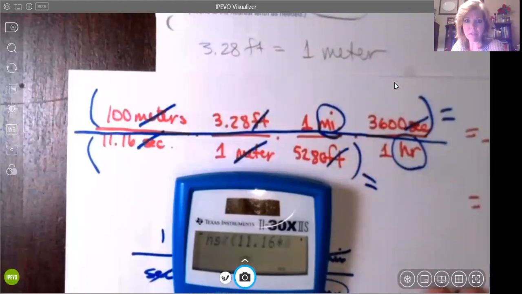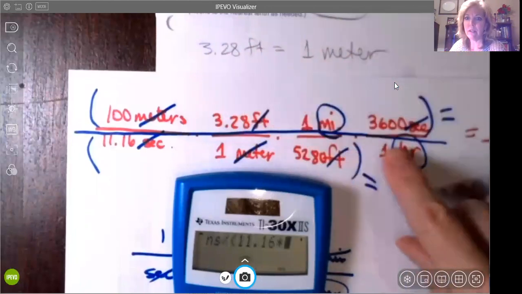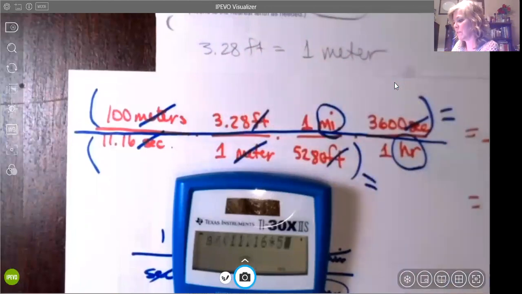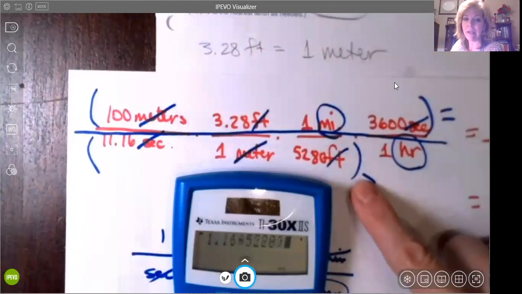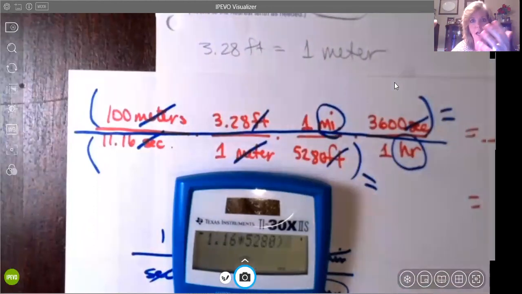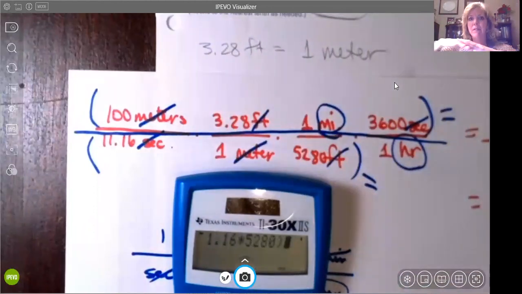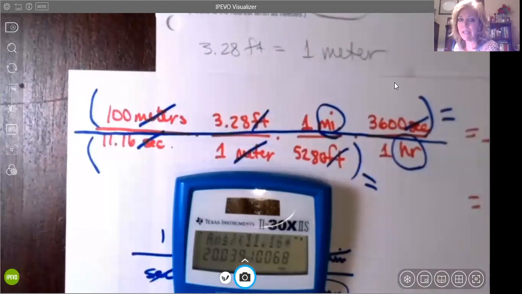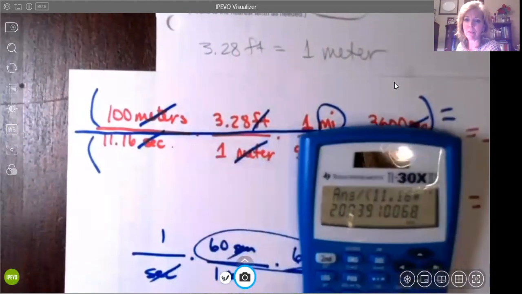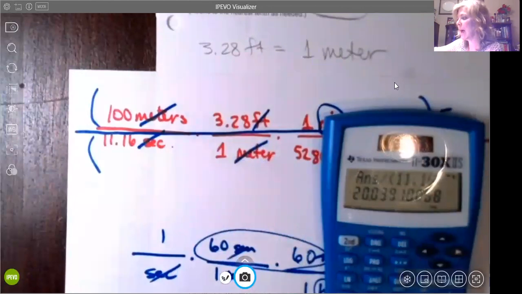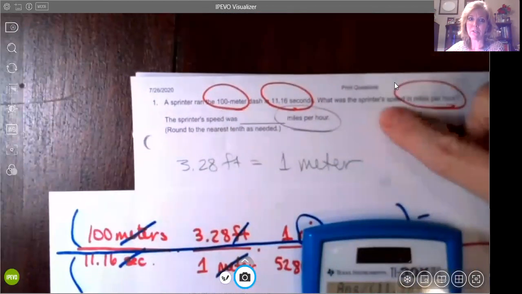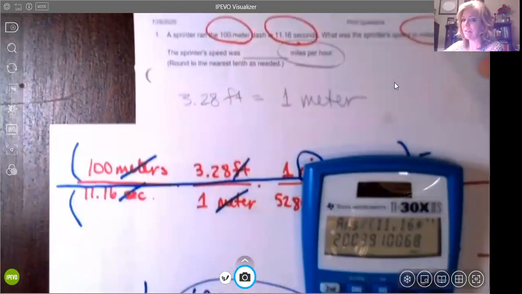11.16 times, nobody cares that there's a 1, times 5280. And then remember, the calculator's dumb, and I got to hit close parentheses. When I close parentheses, it's like, you want me to take the top number you just gave us, divide it by everything in the denominator. I'm like, yeah. So when I hit equals, I get a whole bunch of number, 20 dot blah, blah, blah. And so that's when I go back to my directions, round it to the nearest tenth.